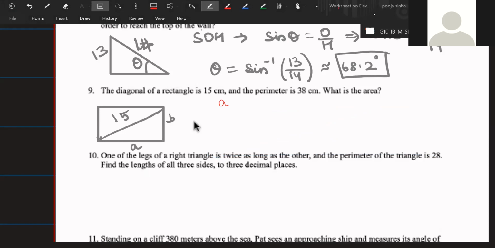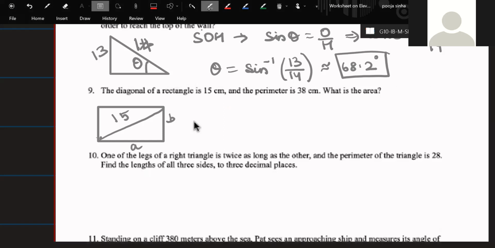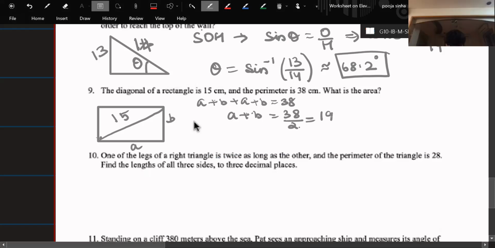A plus B has to equal 38 divided by 2. So A plus B plus A plus B is equal to 38, which means A plus B is equal to 38 upon 2. 38 upon 2 is how much? 19. Yeah. 19, which means A plus B is 19.